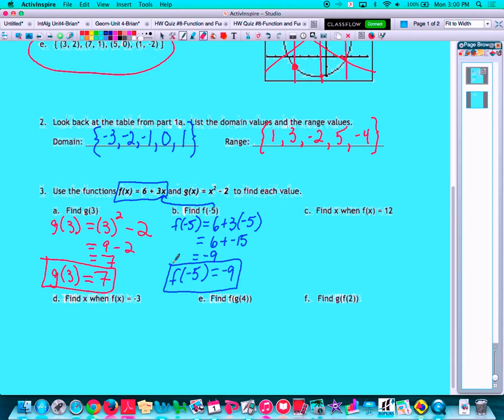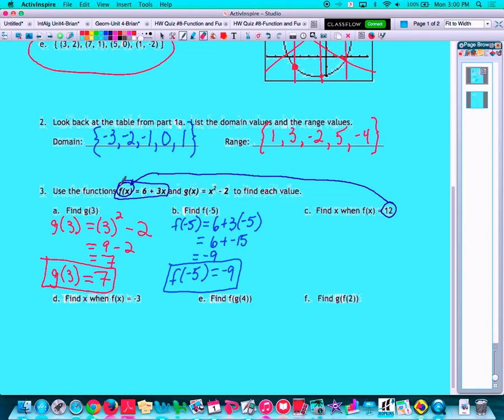All right, C is now different. Notice in part C that you are not being given an input, you are being given an output. Notice that the 12 is on the other side of the equal sign. It's still the f function here, though, so we're still going to go back to the f function, this function here. But in this case, we're going to put that 12 in place of the whole f of x spot.